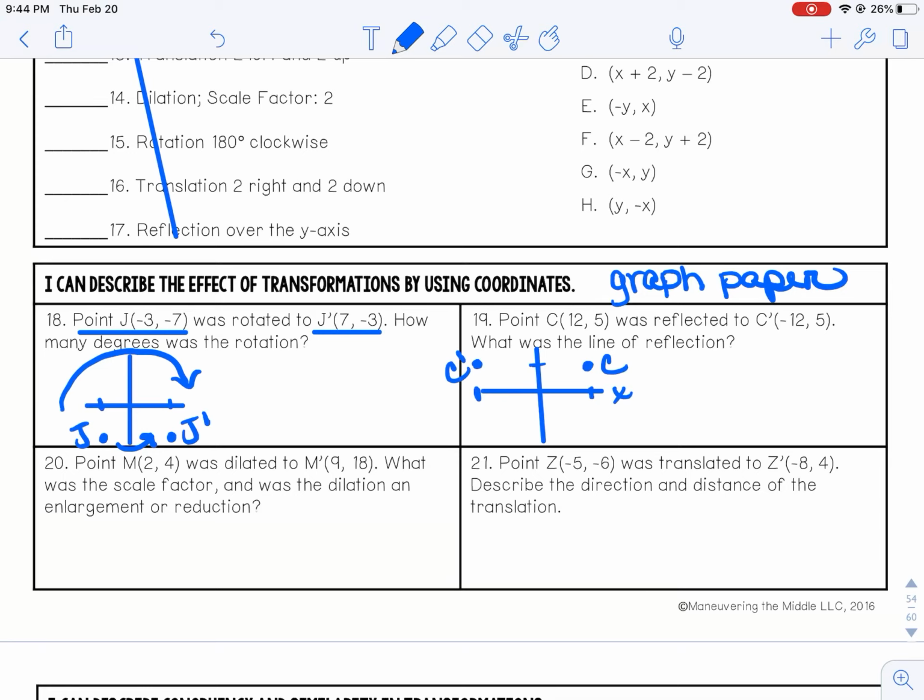All right, knowing that this is your x-axis, this is your y-axis, what was your line of reflection? What did you reflect that over? Did you reflect it over the x-axis or the y-axis? I'll let you decide that. Go ahead and take a moment to write that down.